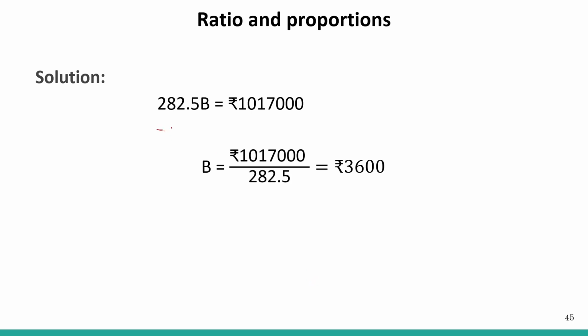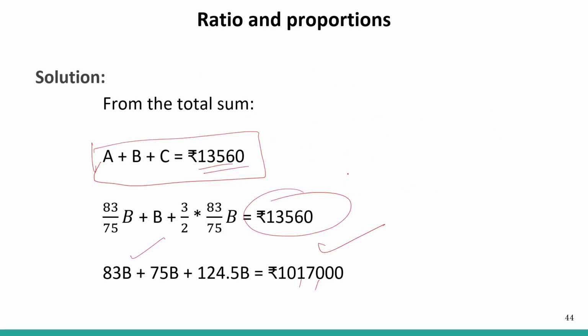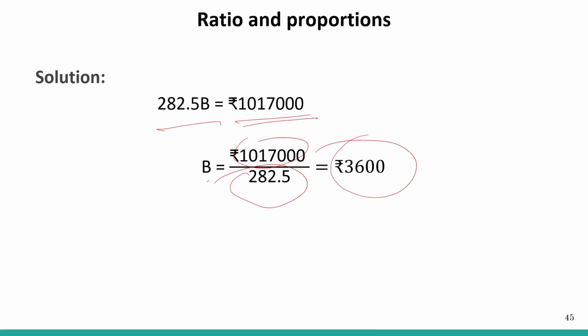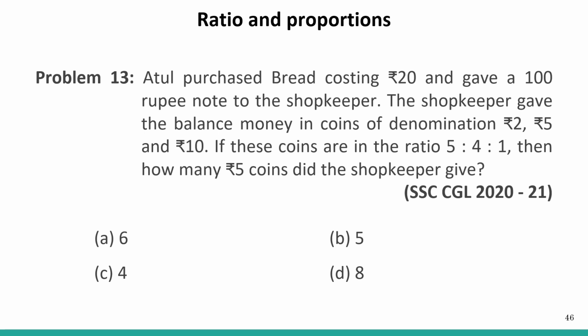So 282.5B is equal to this much. So B is equal to this divided by 282.5, that is equal to 3600. So 3600 is the correct answer here. These are all wrong answers. So 3600 is the correct answer. So let's see problem number 13.